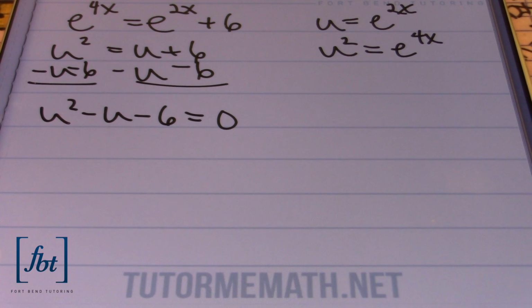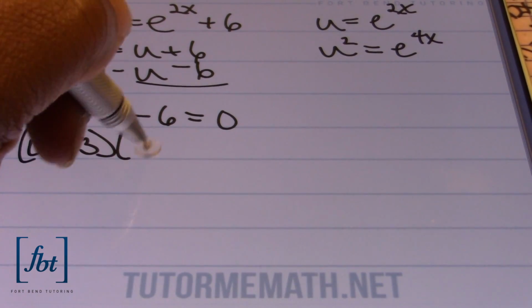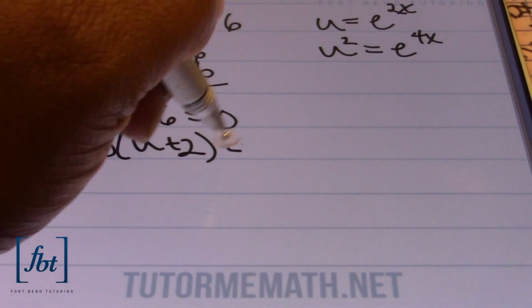This is factorable. Notice that our equation is a quadratic equation. There are 2 factors of 6 that we'll subtract to give us 1, which are 3 and 2. Factoring this, we'll have u minus 3 times u plus 2 equals 0.